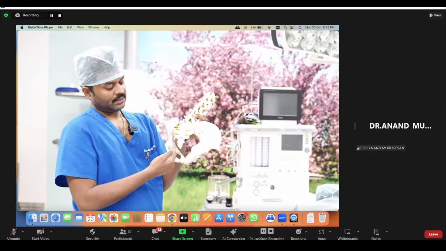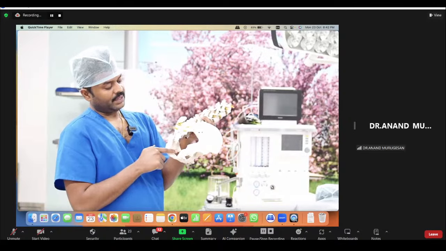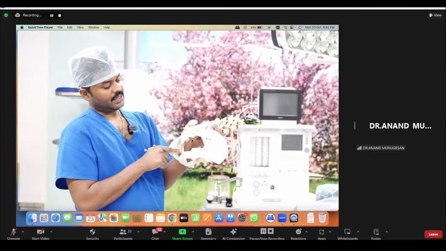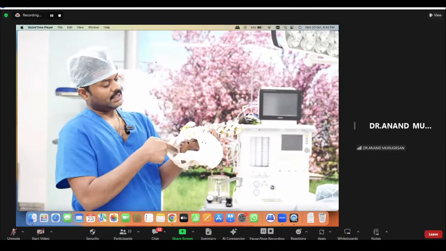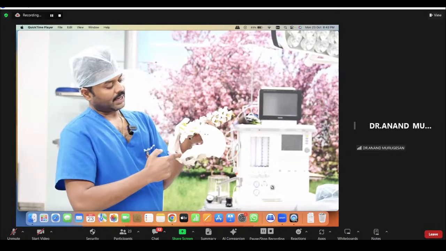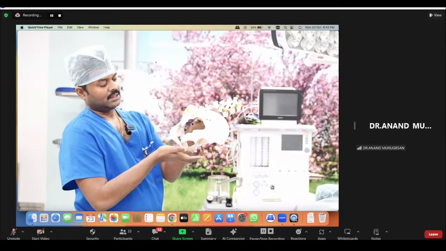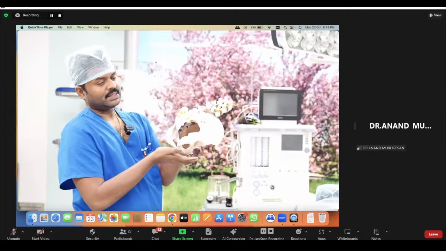Then it courses via this Alcock canal and re-enters the pelvic cavity and comes anterior and superior. See, that is anterior because this is the posterior pelvis. So it goes anterior and superior and supplies the pelvic area. This is the pelvis, this is the perineum. So it supplies the perineum.